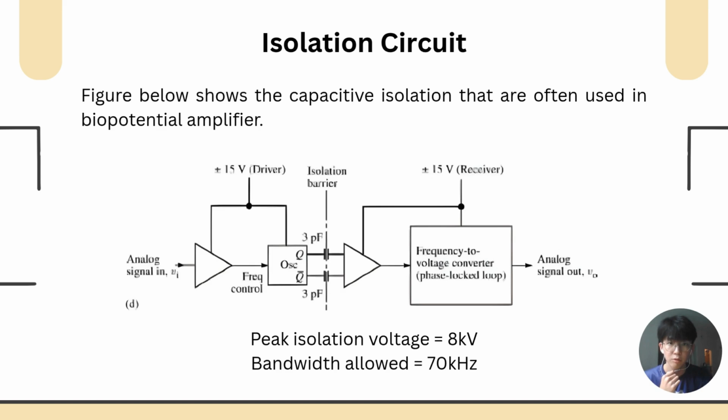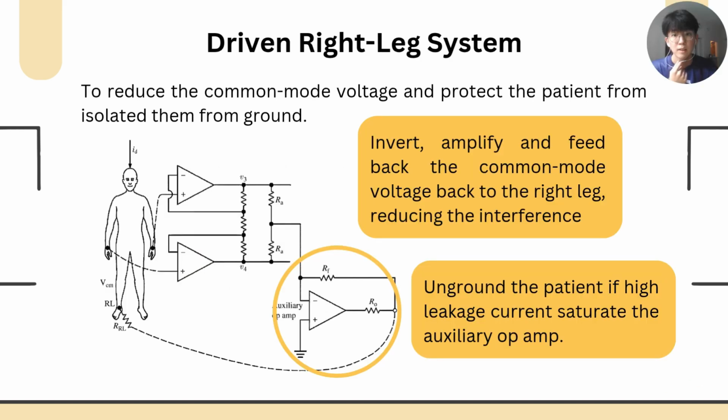The figure here shows the capacitive isolation circuit that is often used in biopotential amplifiers. It has a peak isolation voltage of 8 kilovolts, and the bandwidth allowed for the frequency to pass through is 70 kilohertz.